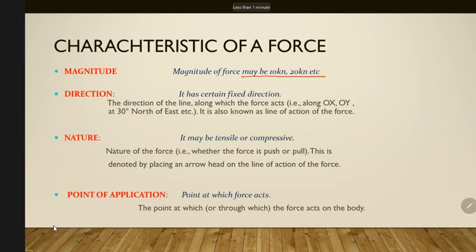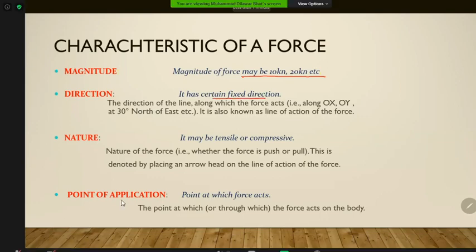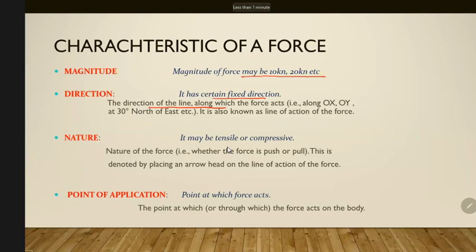And secondly is the direction, right? It should have a certain fixed direction. If it is moving in the x direction, or in the xy direction, or xz direction, we should know the direction in which the force is actually acting. That is the direction of the line of action. Many times we have different angles in which the load is being applied, so we should know the line of action of the force.